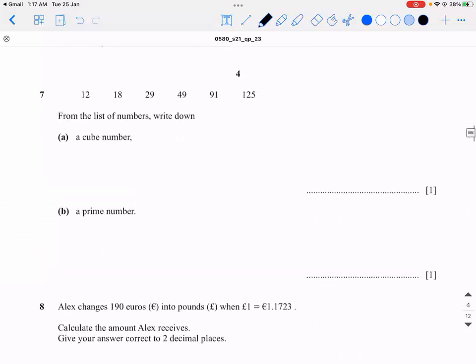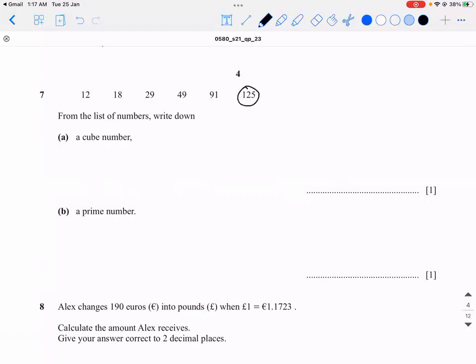Now, next question. From the list of numbers, write down a cube number. What is a cube number? A cube number means a number we get by multiplying a number by itself three times. For example, 1 is a cube number, 1 multiplied by 1 multiplied by 1. What about 9? 9 is a cube number of 3, right? 3 multiplied by 3 multiplied by 3. Then 8 is also a cube number. So could you please identify which is our cube number?